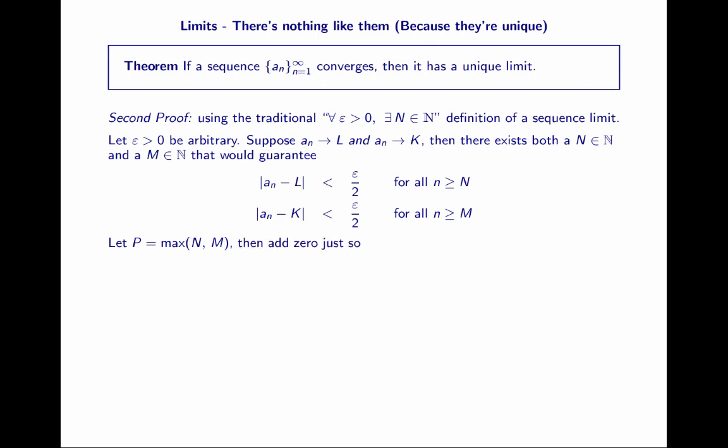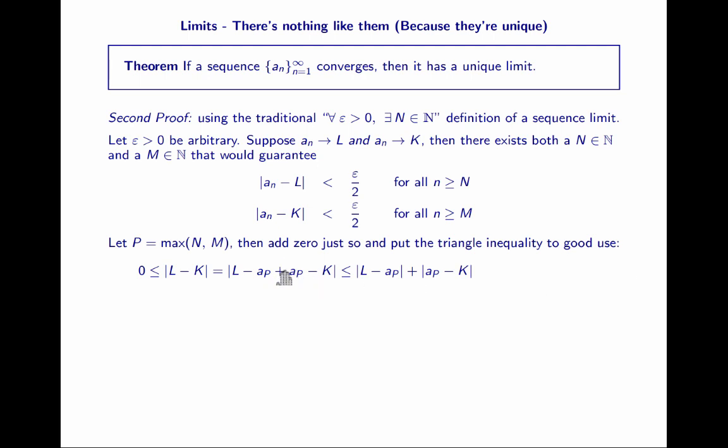Once we've selected our P, we're going to add 0 just so, and put our triangle inequality to good use. So of course, the difference between L and K, in absolute value, must be a non-negative number. And if I add 0 by adding and subtracting a_P, and then use my triangle inequality to split this, I get that this is less than or equal to the difference of L and a_P plus the difference of a_P and K.